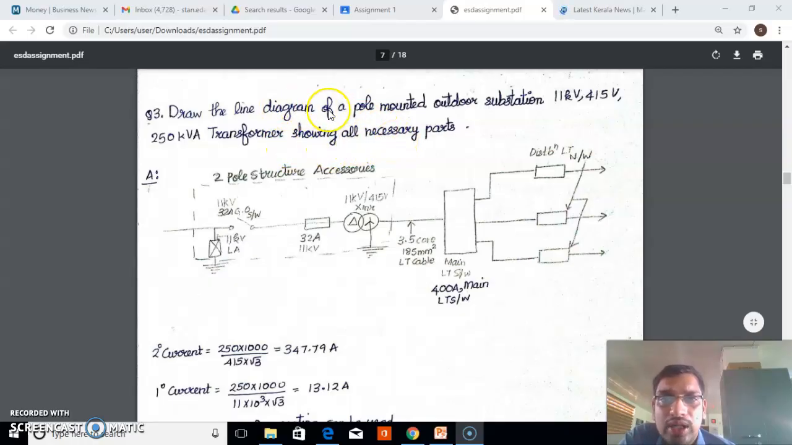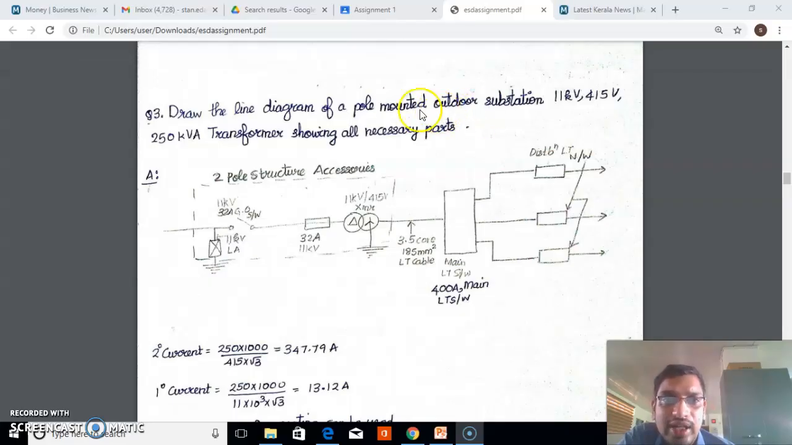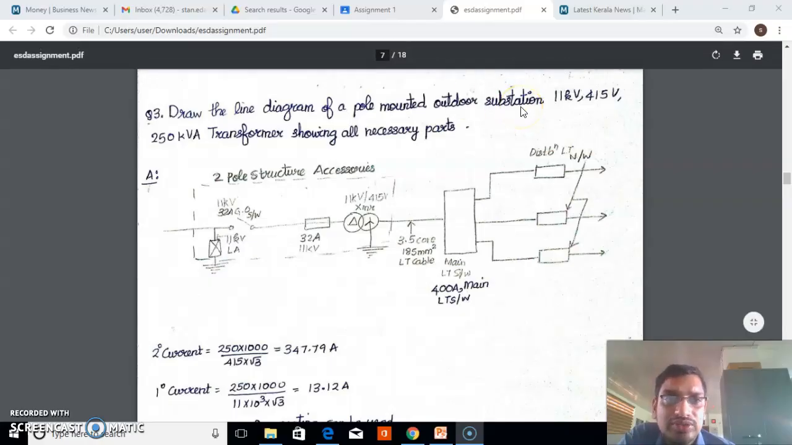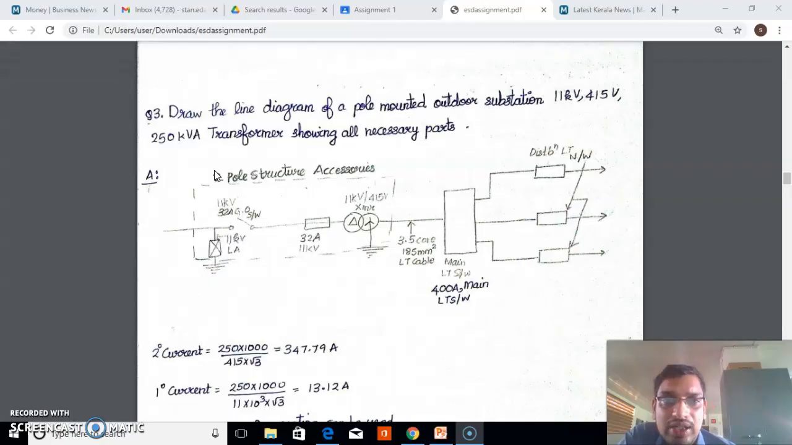Draw the line diagram of a pole-mounted outdoor substation, 11 kV/415 volt, 250 kVA transformer, showing all necessary parts. From this question, we can understand that a pole-mounted station means it is an outdoor substation. The primary side of the transformer is 11 kV, the secondary side is 415 volt, and the capacity of the transformer is 250 kVA. So you draw the general diagram of an outdoor substation.